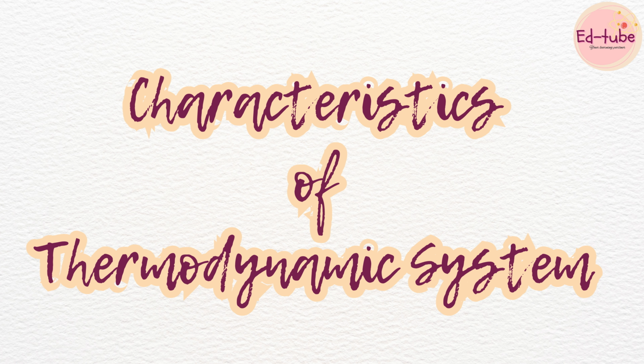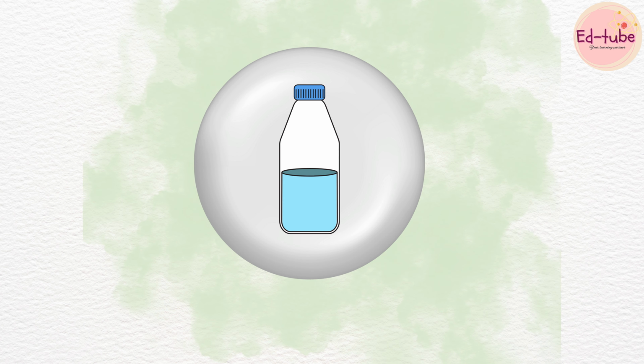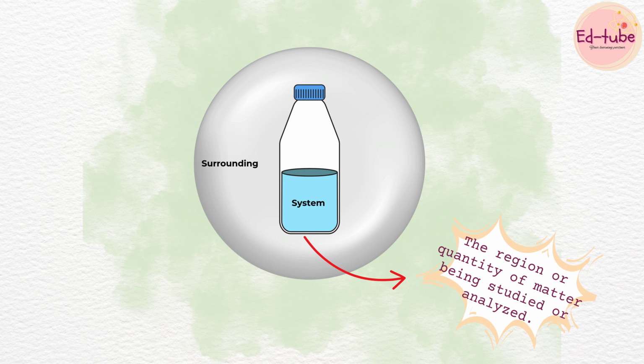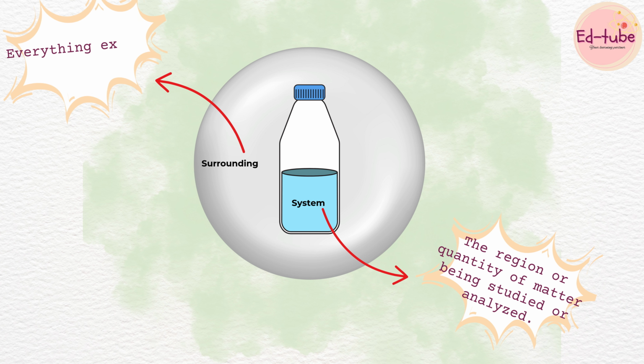Now, let's see the characteristics of a thermodynamic system. We'll use a simple example of a water bottle to illustrate these concepts. System. The system is the region of space or quantity of matter that we're interested in studying. In this case, let's consider the water inside the bottle as our system. Surroundings. The surroundings are everything outside the system that interacts with it. For our water bottle, the surroundings include the bottle itself, the air around it, and the table it's sitting on.